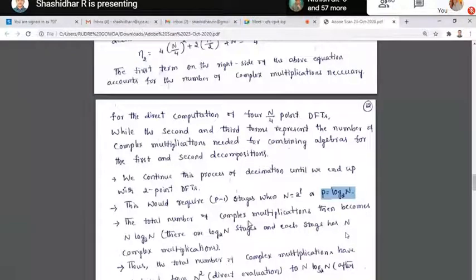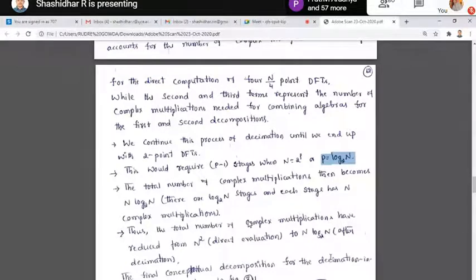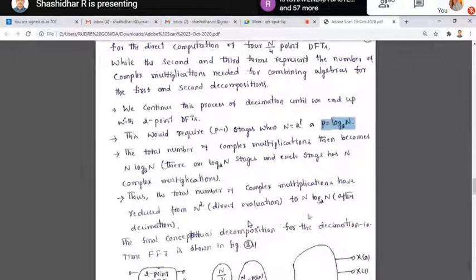I think you know complex multiplications and complex additions; we studied them, and actually I explained them in the first class. Thus, the total number of complex multiplications has reduced from direct evaluation, which is N², to N log₂ N. Means after decimation, the complex multiplications have reduced from N² to N log base 2 of N.